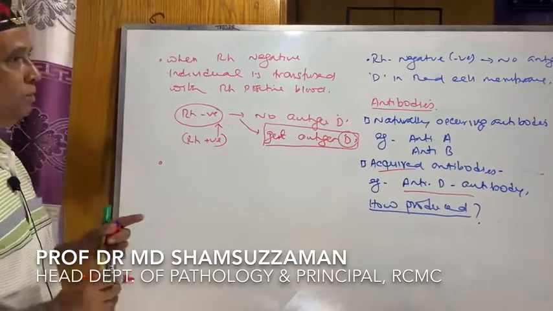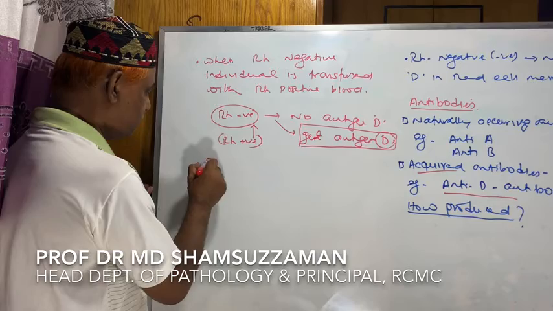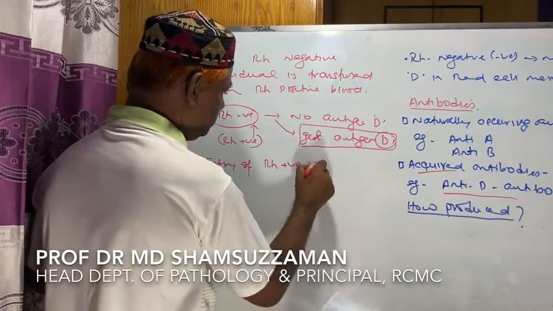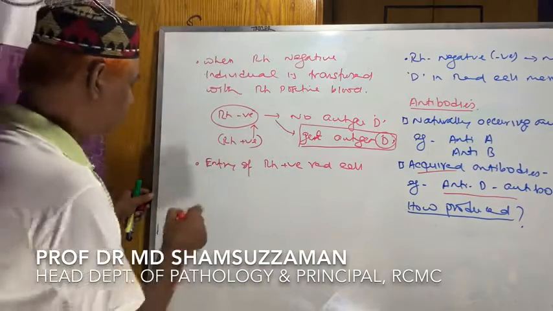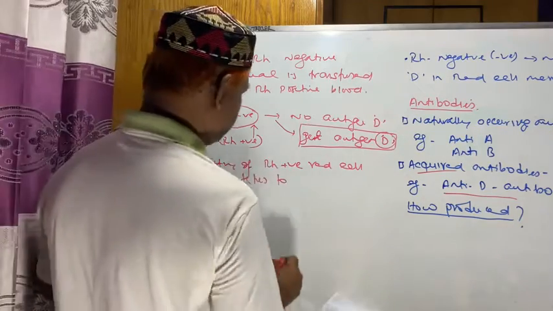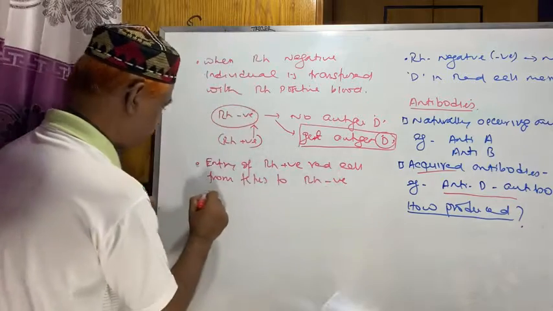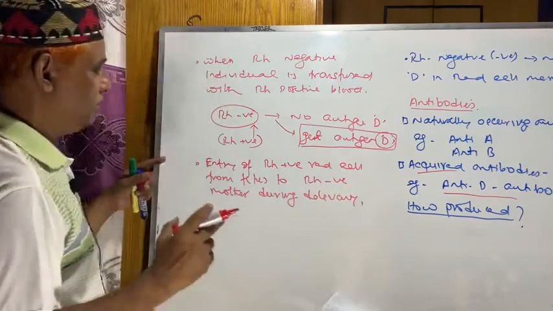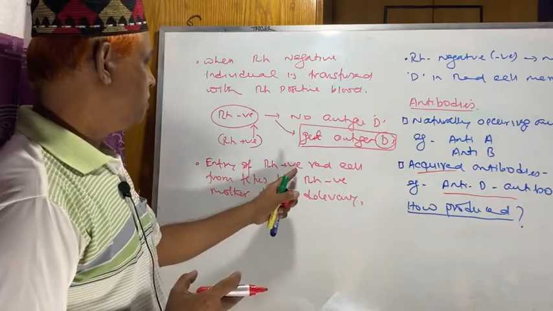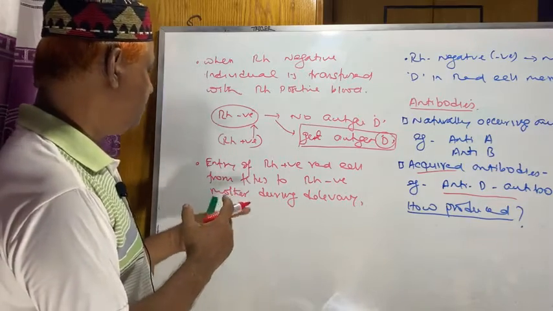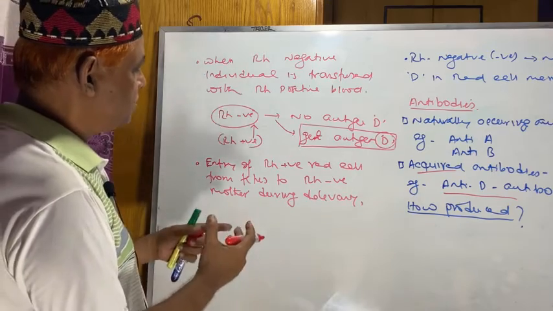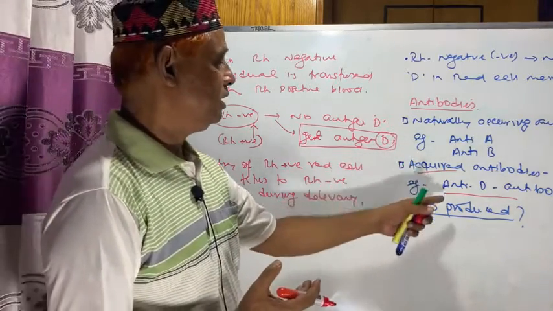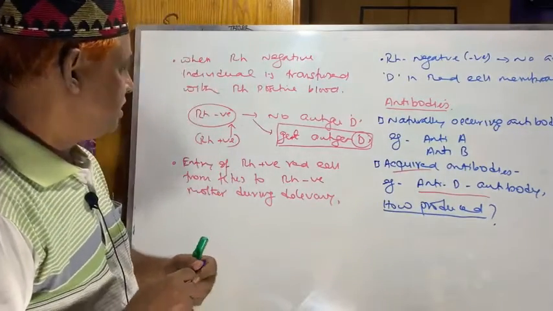Another way of formation is entry of Rh positive red cells from the fetus into an Rh negative mother during delivery. Then in the Rh negative mother there will be production of antibody against antigen D. It is nothing but an acquired antibody, that is anti-D antibody, in the Rh negative mother.